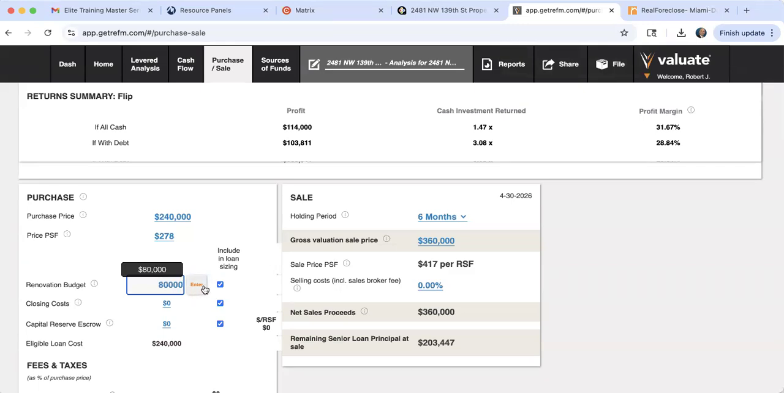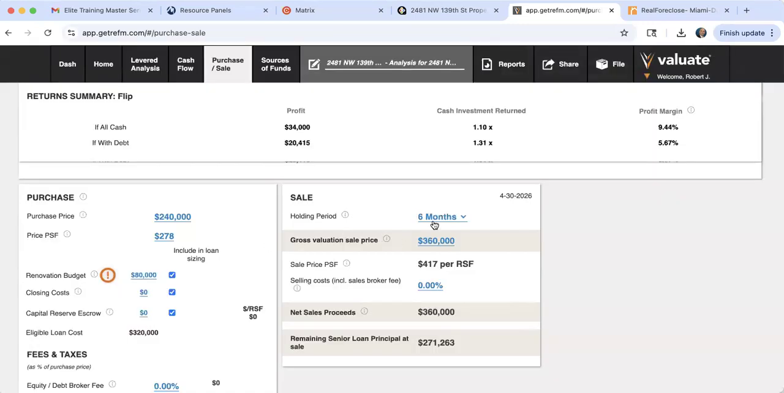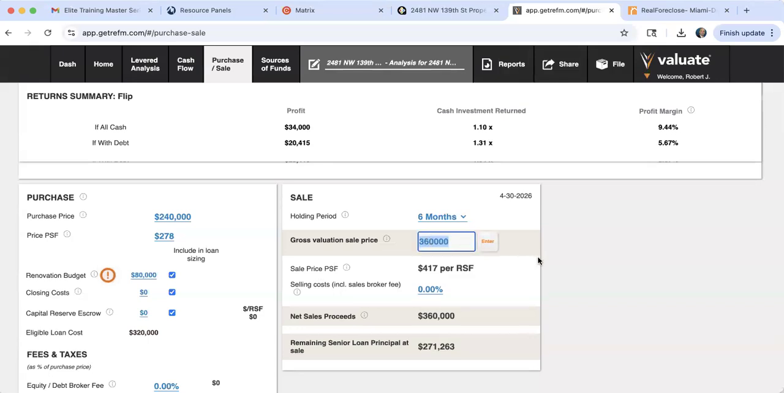Now, over here on the right, you're going to estimate how much you think you're going to sell the home for.